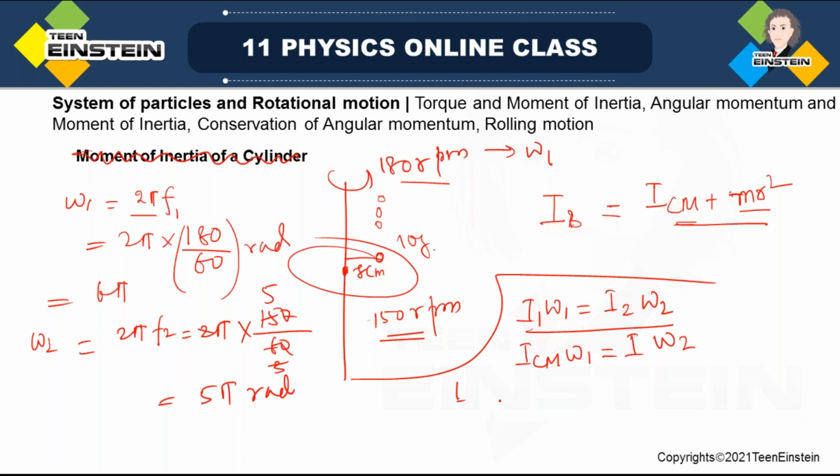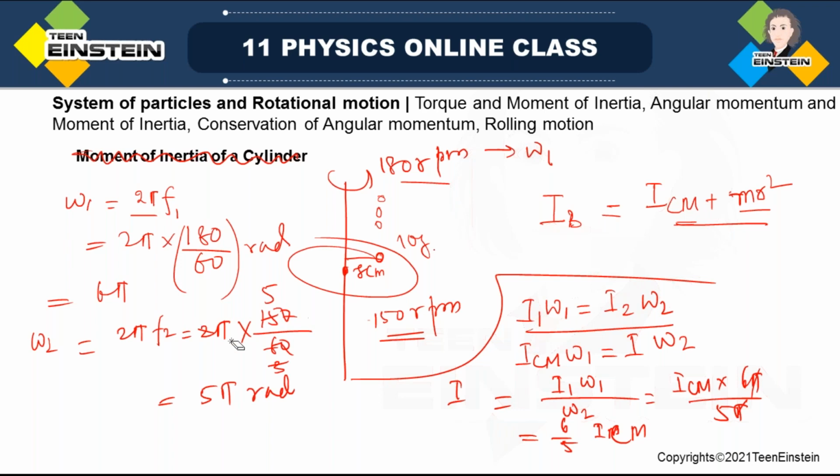What is I? I will be I1 omega 1 divided by omega 2. So I1, we know I1 is actually ICM, and omega 1 is actually 6 pi, divided by this is 5 pi. Okay, we know this. Pi goes off. Let us keep this as 6 by 5 itself. 6 by 5 ICM. Okay, ICM.